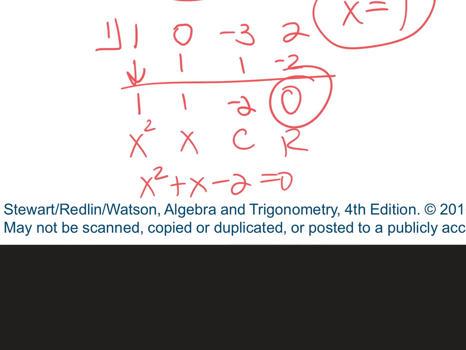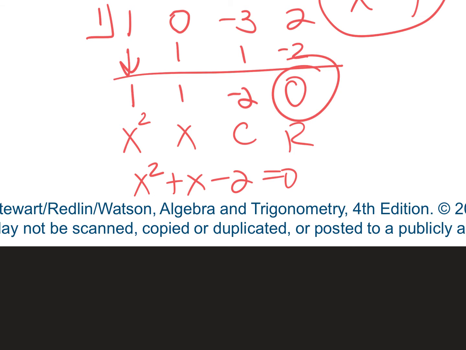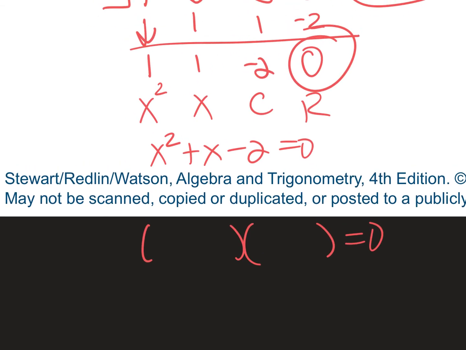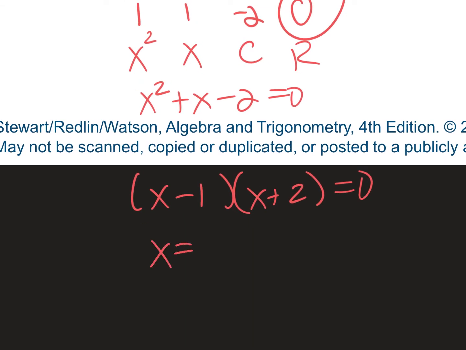Can I factor that more? Yeah. Every time you do this, you'll be able to factor a little bit more to find all the zeros. What are the factors of negative 2 that multiply to give me negative 2 but add to give me 1? x minus 1 and x plus 2. So here I get x equals positive 1, and here I get x equals negative 2.